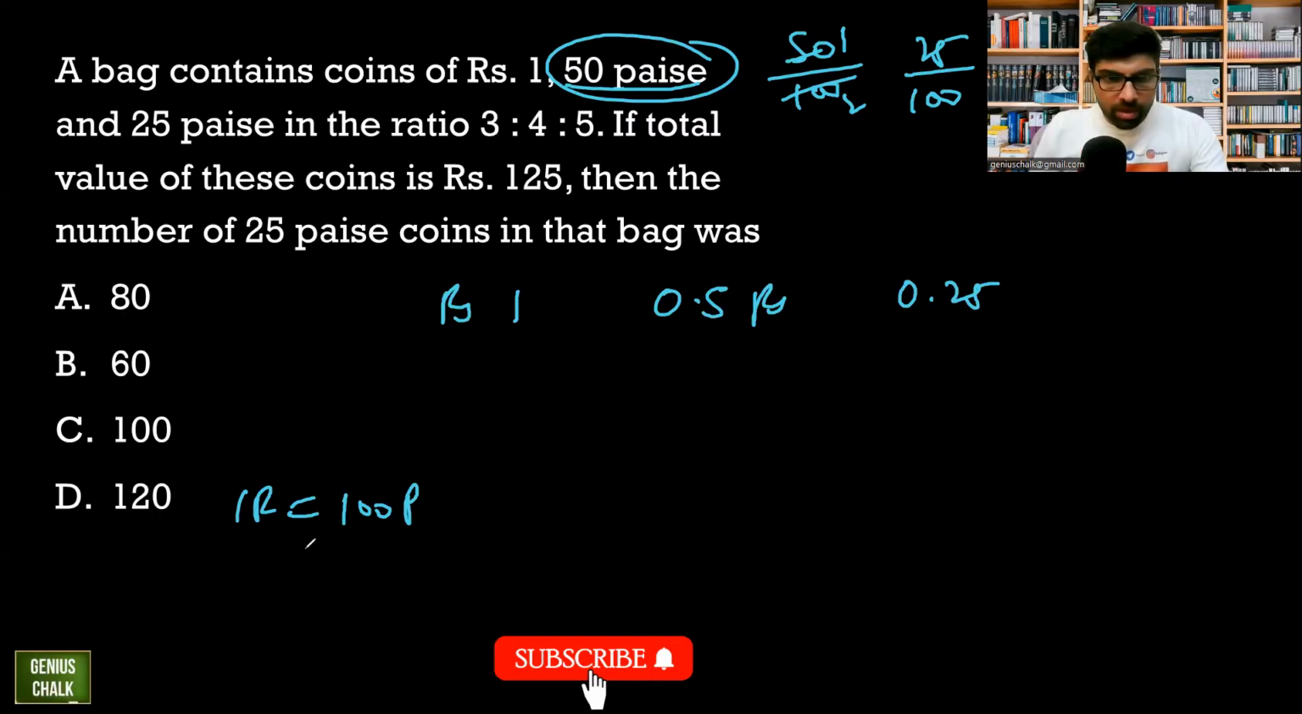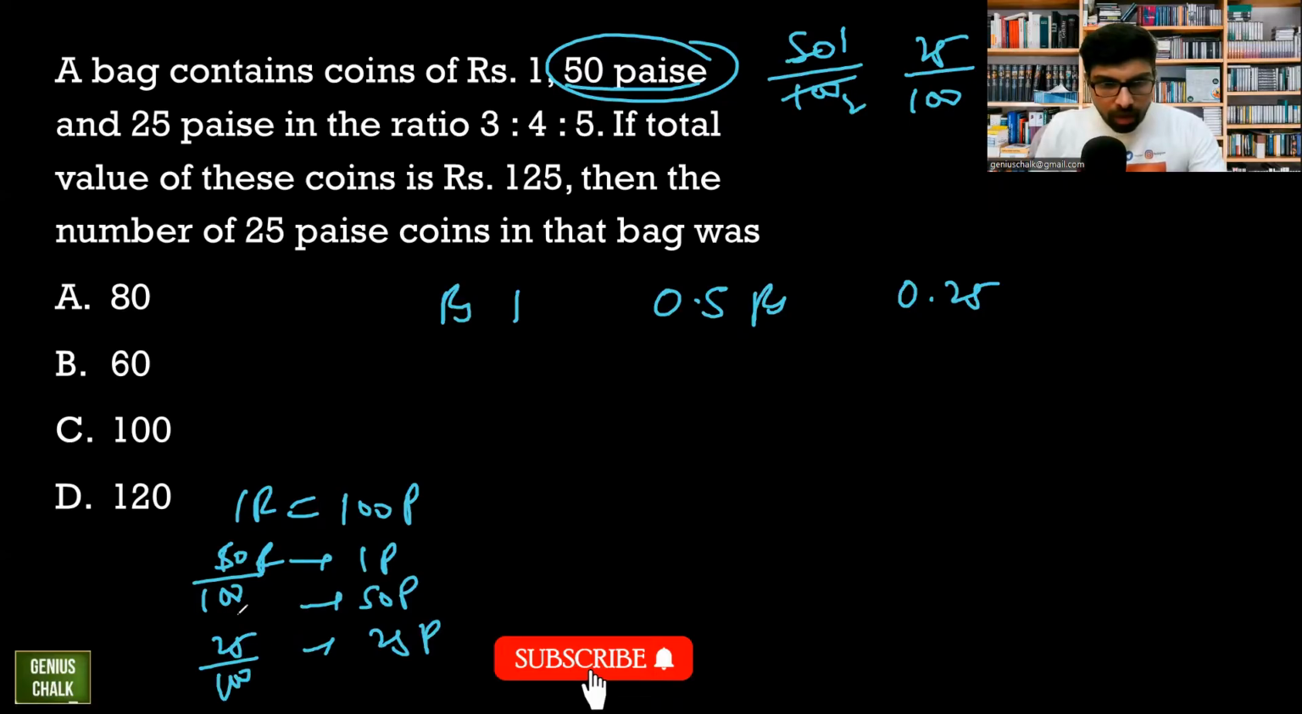So 1 paisa will be equal to 1 by 100 rupee. So if I want to convert 50 paisa, it will be 50 by 100. If I want to convert 25 paisa, that must be 25 by 100. That's why I'm writing it: 25 by 100 is 1 by 4, which I can write as 0.25.